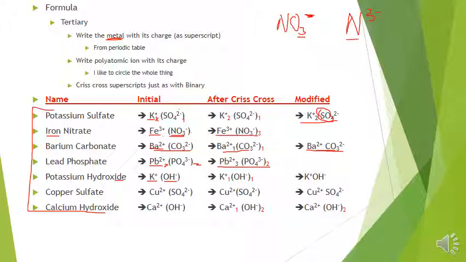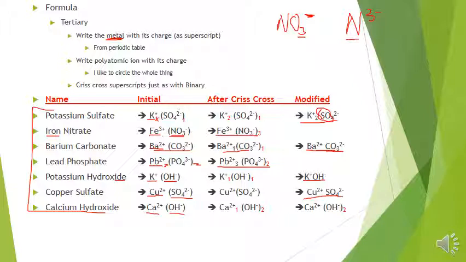Potassium hydroxide. Potassium is K plus, hydroxide is OH minus. Remember, this is a polyatomic. Okay, there's one of each, so you don't have to crisscross. Your answer is K plus OH minus. Copper sulfate. Okay, copper Cu2 plus, sulfate is SO4 2 minus. And they have the same charges, so you don't have to crisscross. You can remove the parentheses from sulfate because there's only one sulfate, and there's your answer.